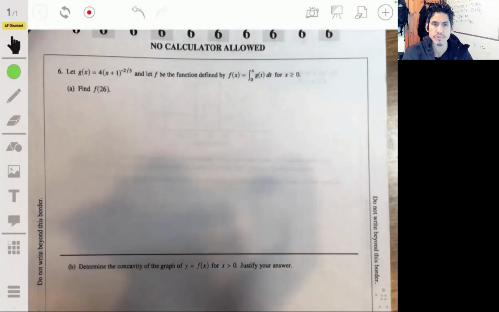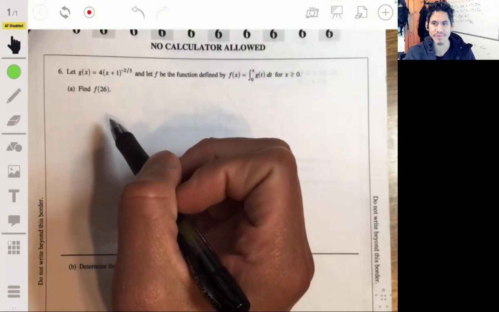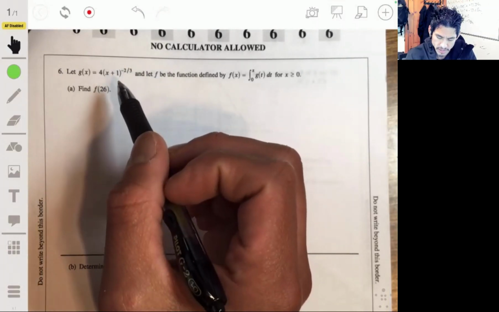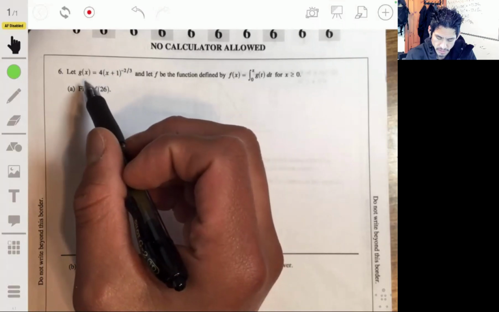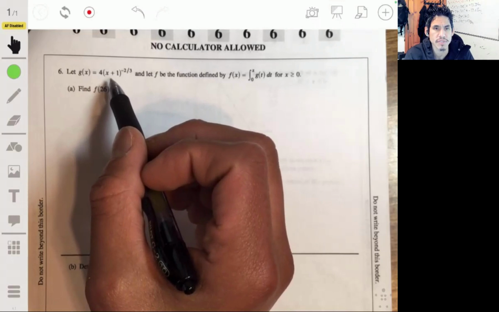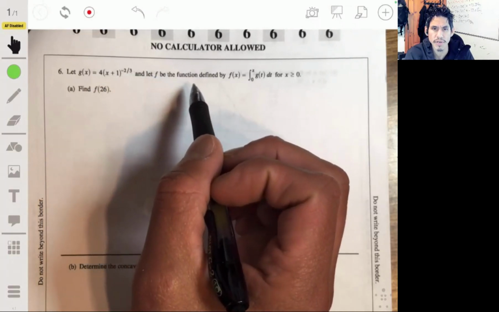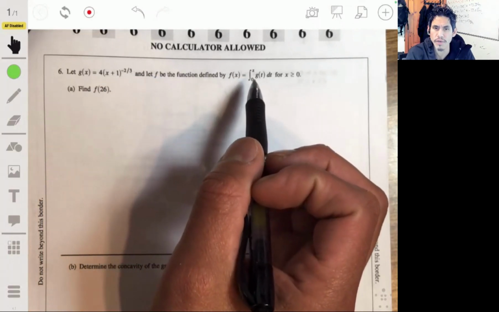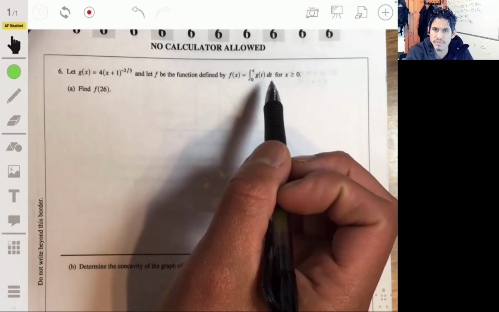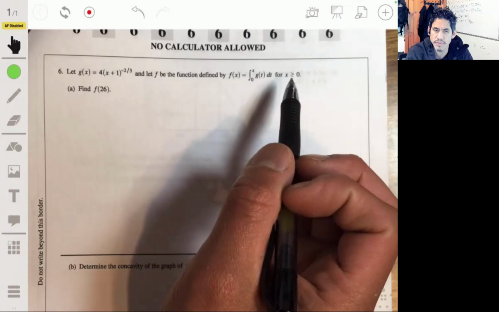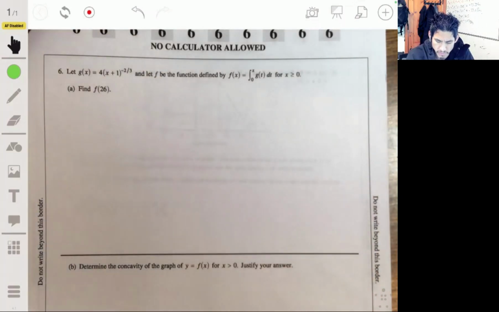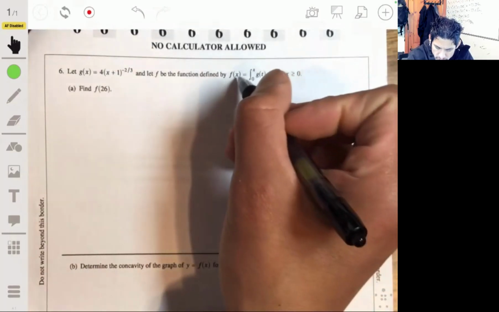All right, problem 6 from the 2015 Fourier response. Let g of x equal 4 times (x plus 1) to the negative 2/3, and f is defined as the integral from 0 to x of g of t dt for positive x values. Find f of 26. Okay, so then we'll just plug 26 into there.